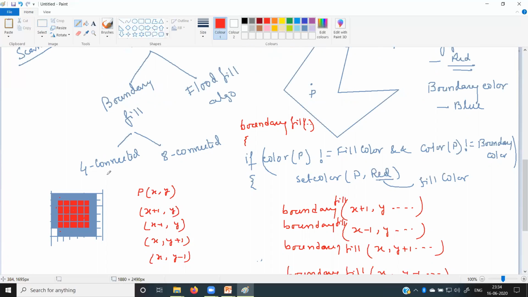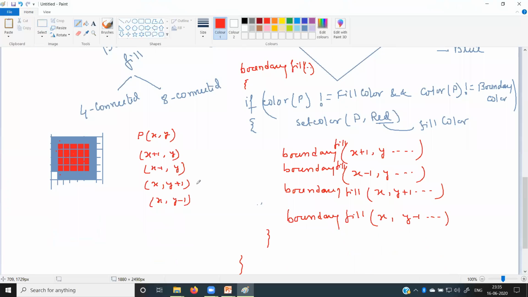Clear? Now this 4 connected algorithm has some problem, so that's why we will go for the 8 connected algorithm. Fine. This I will discuss in my next class. In this class, I will only cover this 4 connected algorithm, and you can see that for the 8 connected algorithm, it is very simple. It is not so tough. In the case of the 8 connected algorithm, the same function will be called for all the 8 nearest neighbors.